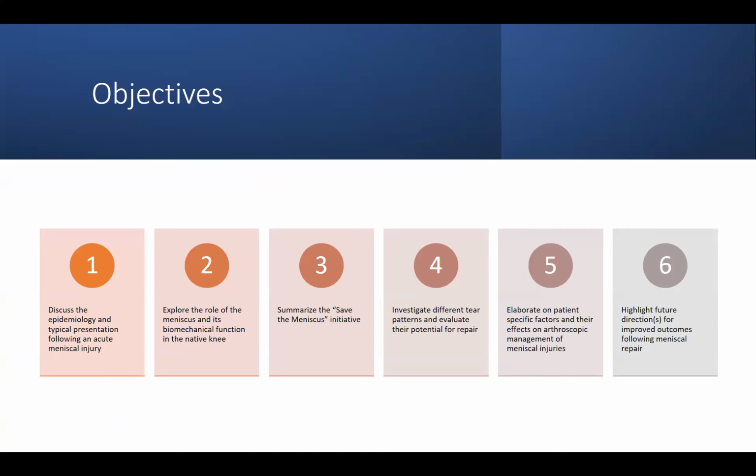The objectives for today are as follows. First, we're going to discuss the epidemiology, the typical presentation following an acute meniscal injury. We'll continue to explore the role of the meniscus and its biomechanical function in the native knee. We'll summarize the Save the Meniscus initiative. Furthermore, we'll investigate different tear patterns and evaluate for their potential for repair. And then we will elaborate on certain patient-specific factors and their effects on outcomes pertaining to arthroscopic management of meniscal injuries. And last but not least, we'll highlight some of the future directions for improved outcomes following meniscal repair.